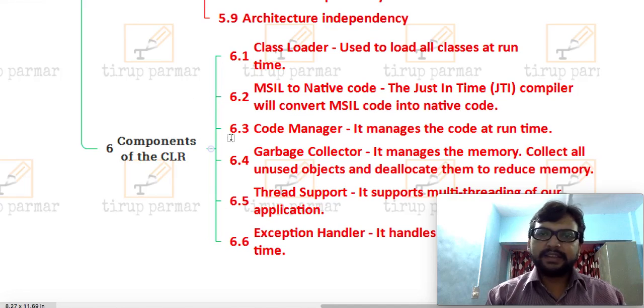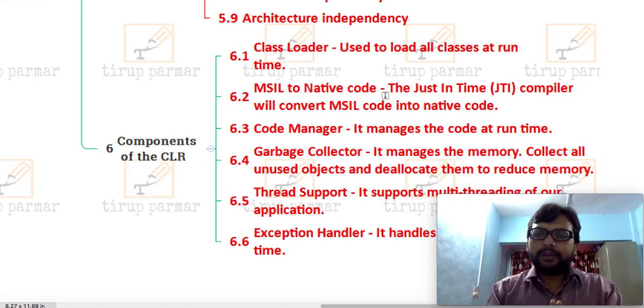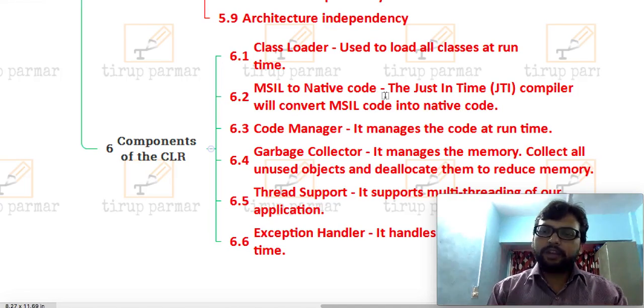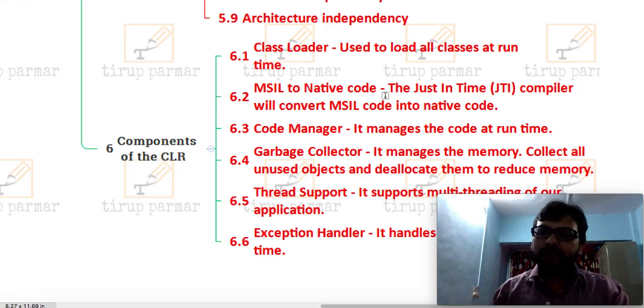So as you can see, there are a few components present here. There will be the class loader. Obviously, what do you mean by class loader? It helps you to load all classes at runtime. Then we have MSIL, Microsoft Intermediate Language, which helps you to convert all the code into native language. So native code means if you want to execute your code on Windows, then it will be converted into Windows native code. If you want to execute that particular application on Macintosh, then it will be converted into its intermediate language.